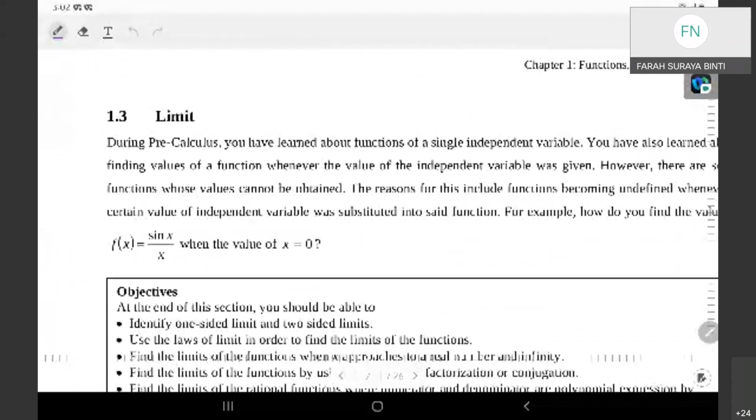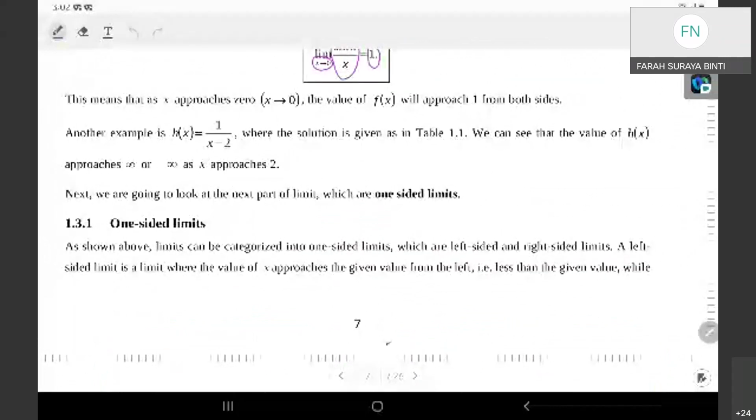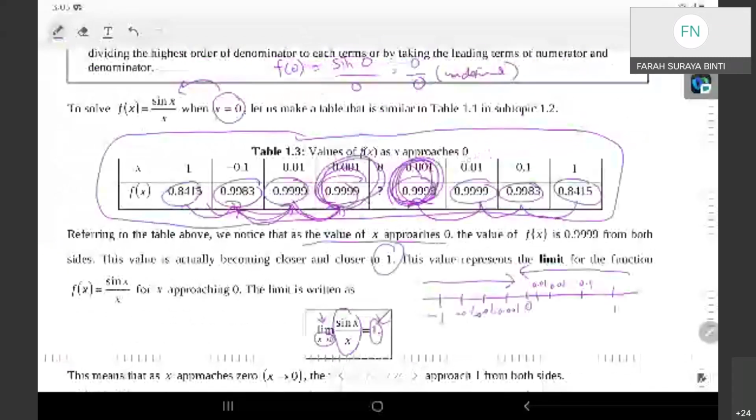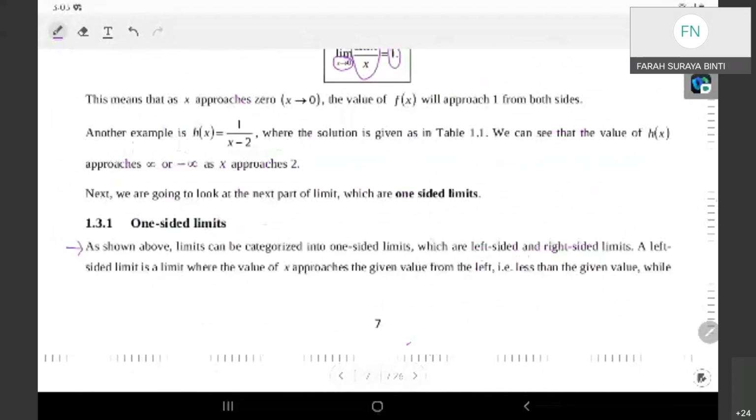Saya tengok yang ni dulu. Yang bawah ni. Okay, as shown above, limits can be categorized into one-sided limit, which are left-sided and right-sided limit. Okay, a left side limit, left side dengan right side. Sebab tadi yang ni kita tengok daripada left side. Ini adalah right side. Okay, so kita ada left side dengan right side limit.